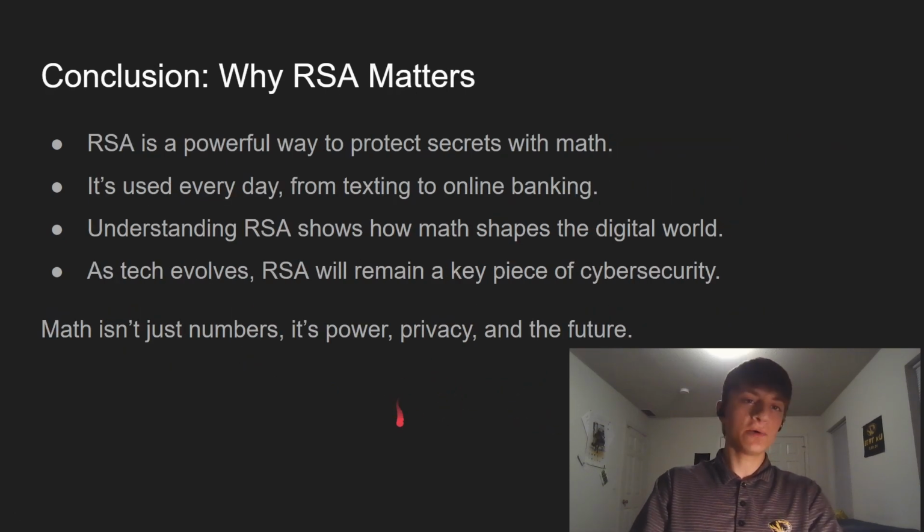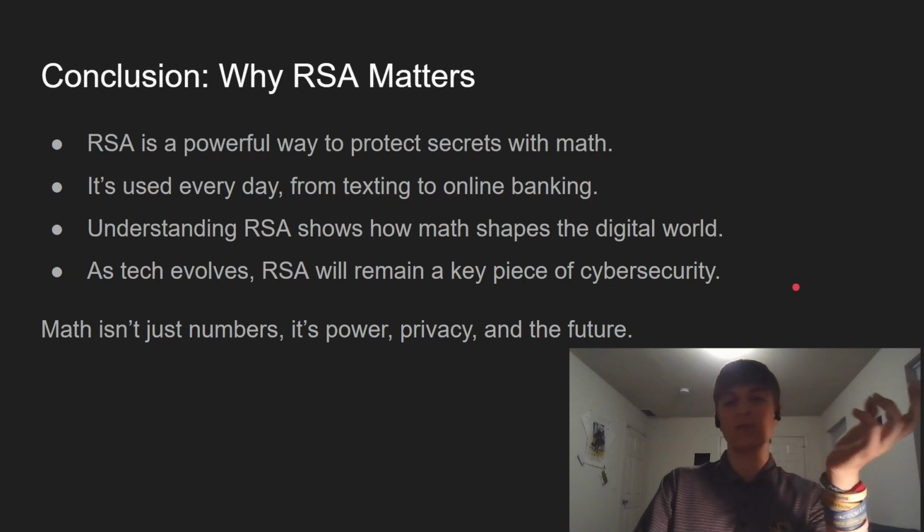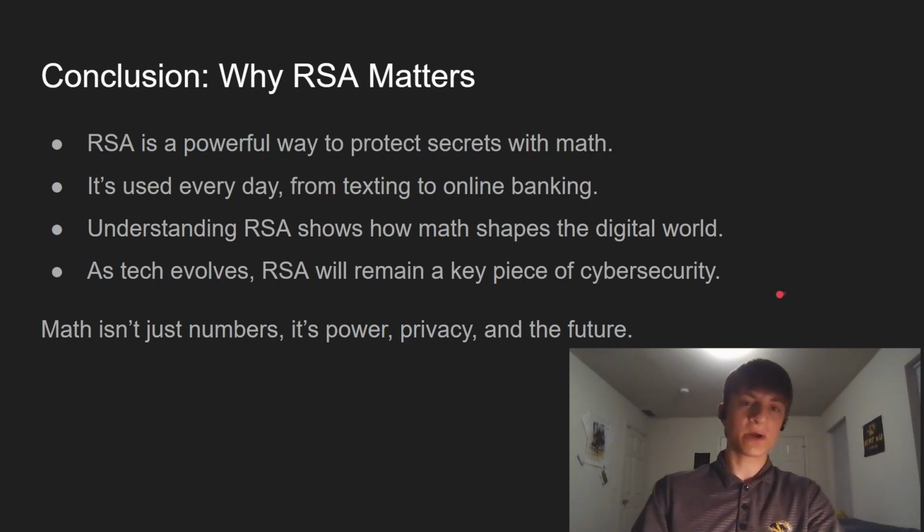And so, in conclusion, RSA is, I would say, very important. It's a powerful way to protect secrets with math. It's used in texting and online banking. It's very useful for privacy and for keeping everything secure. And understanding RSA shows how math shapes the digital world. I think this is really cool because how often do we use texting, online banking, websites? They're all protected by this RSA cryptography method.